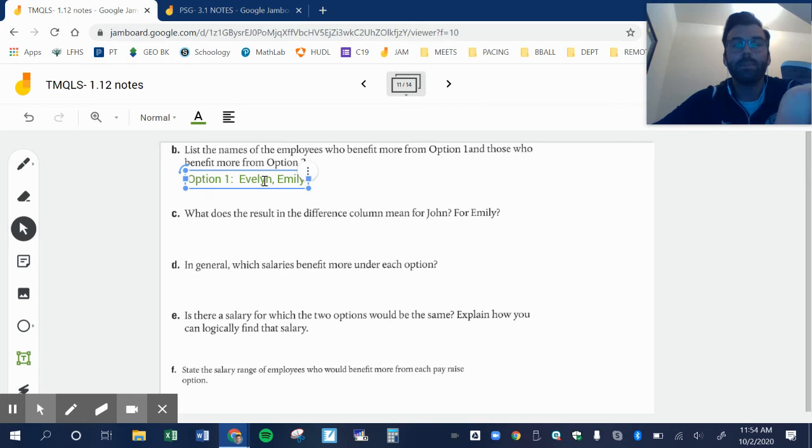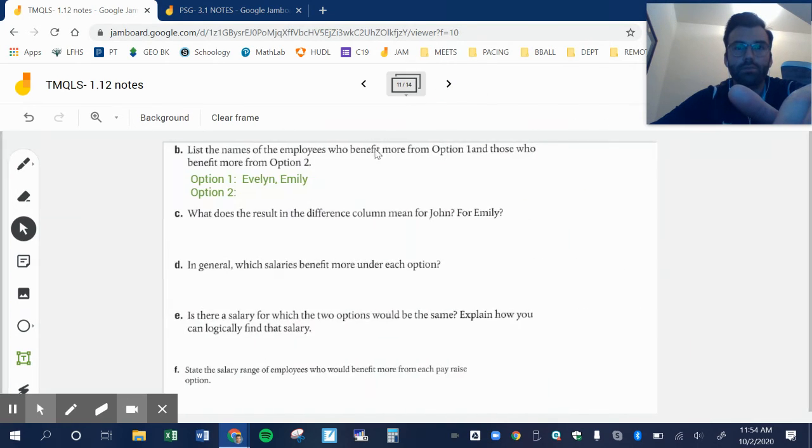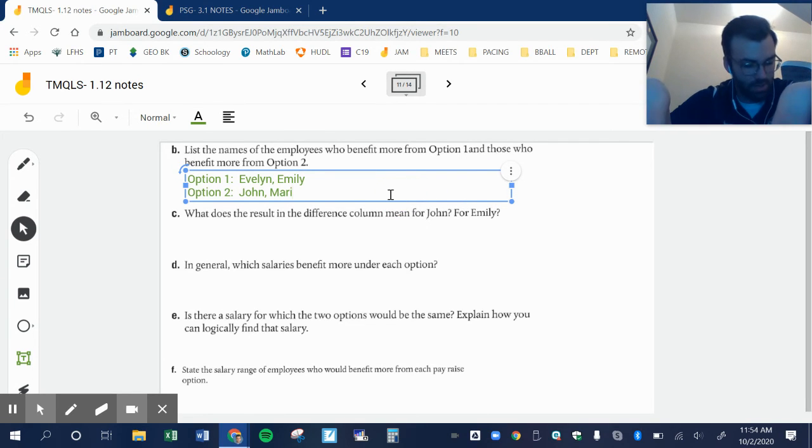Option 2: literally everyone else. All these people: John, Marissa, Jay, Carrie, Bob, Paul, Leah, or Lee. John, Marissa is spelled with one N, I-S-S-A, Carrie, and you can write everyone else if you want. I'm just going to write everyone's name out because I'm having fun typing it.